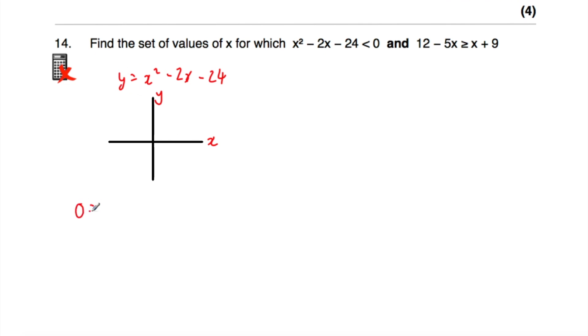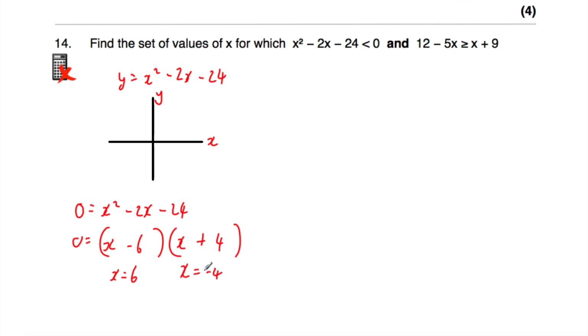We'd have 0 is equal to x squared minus 2x minus 24. Then if we factorize this, 0 equals bracket, bracket, x and x. We've got two numbers that multiply together to be minus 24 and add together to be minus 2. So it's going to be minus 6 and 4. Minus 6 times 4 is minus 24, and minus 6 plus 4 will be minus 2. So that means that the graph will cross the x-axis at 6 and minus 4.